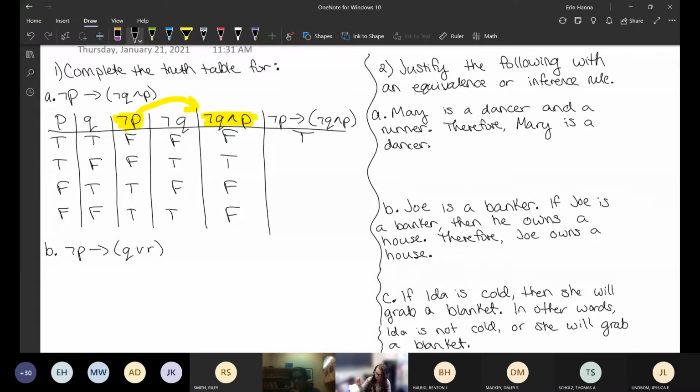Okay, so where was I? False implies false is true. False implies true is true. True implies false is the only case when an implication is false. True implies false, false. So you should get true, true, false, false as your final column for that one.